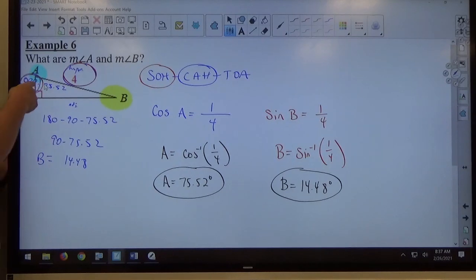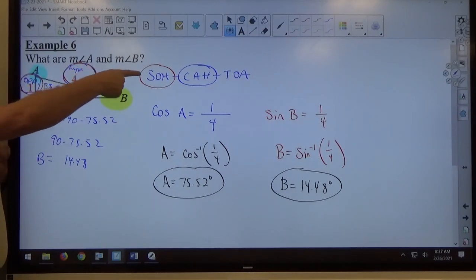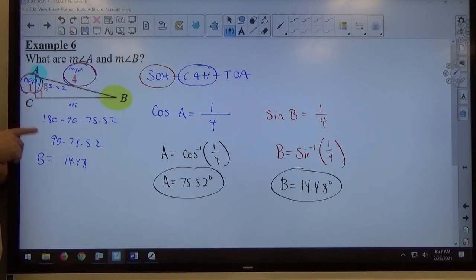So when you're trying to find an angle, you're going to know two sides. Which two sides you know determines which trig function is going to help you. And then your calculator will tell you what angle makes that trig function happen.